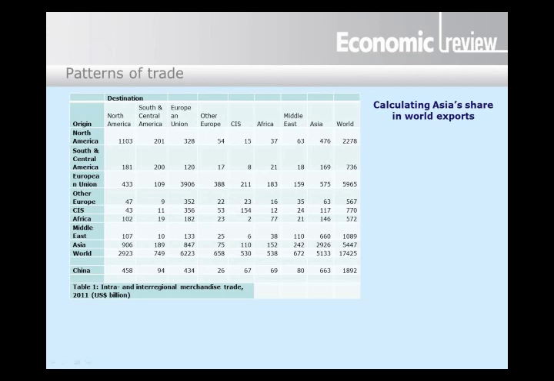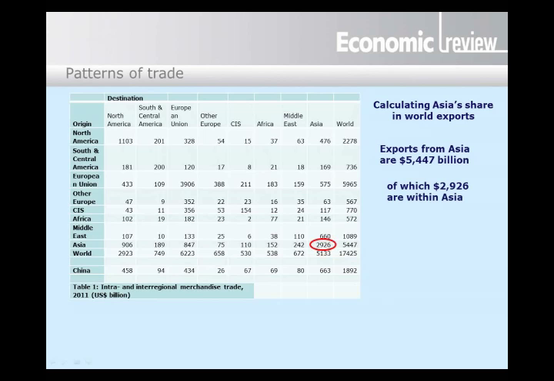Total exports from Asia are shown in the world column here at $447 billion, whereas trade between countries in Asia is shown in the main diagonal here at 2926. Incidentally, the mistake in my spreadsheet was that the formula pointed to the cell next to this one, so I deducted 242 instead of 2926. Sorry again.